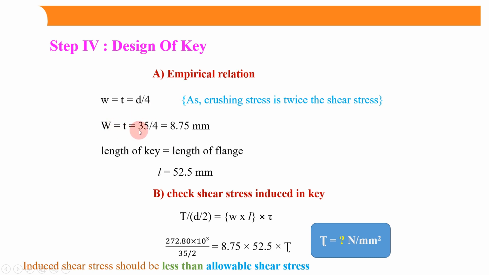So W is equal to T is equal to 35 upon 4. It will be 8.75 mm. Length of key is equal to length of flange. Therefore small l is equal to 52.5 mm. Then step 4B is check shear stress induced in the key.